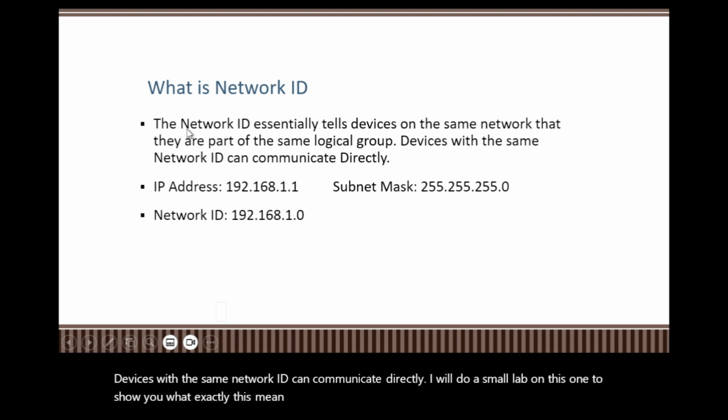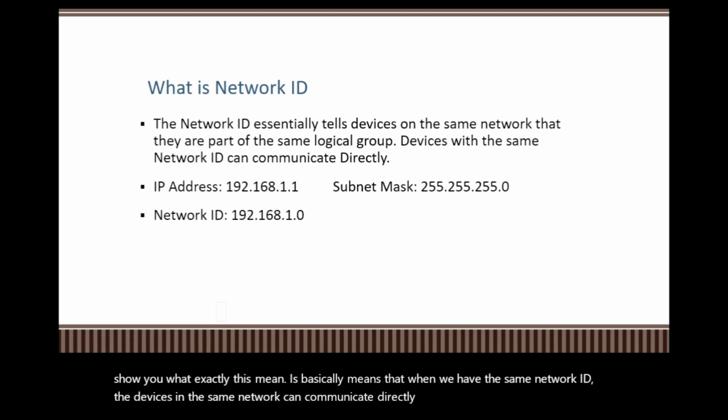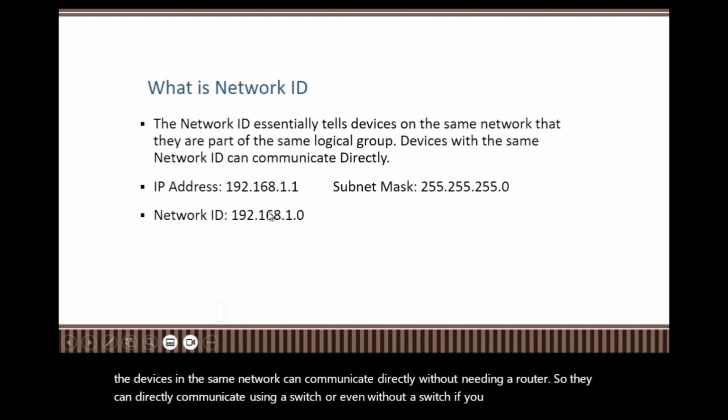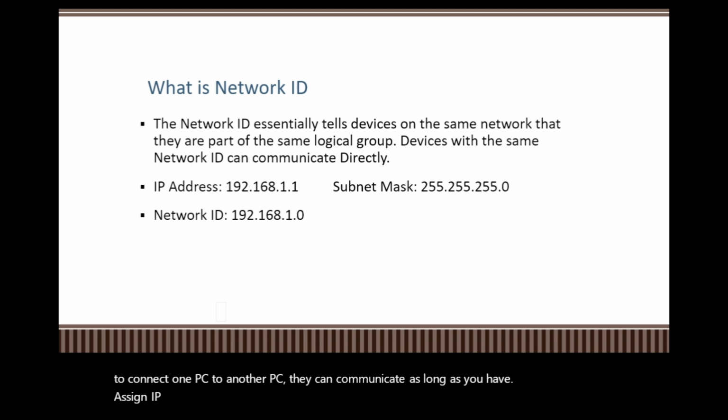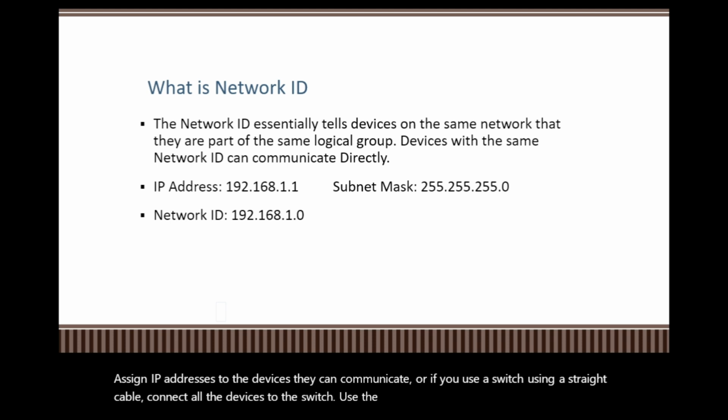It basically means that when we have the same network ID, the devices in the same network can communicate directly without needing a router. They can communicate using a switch, or even without a switch. If you use a crossover cable to connect one PC to another PC, they can communicate as long as you have assigned IP addresses to the devices. Or if you use a switch with straight cables, connect all the devices to the switch and use the same network, they will still be able to communicate.